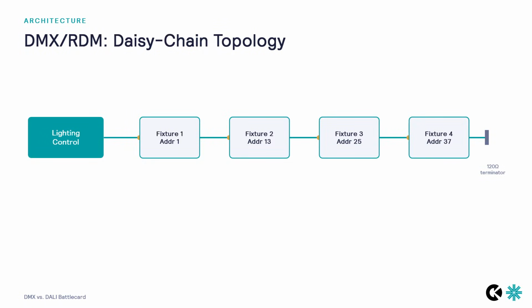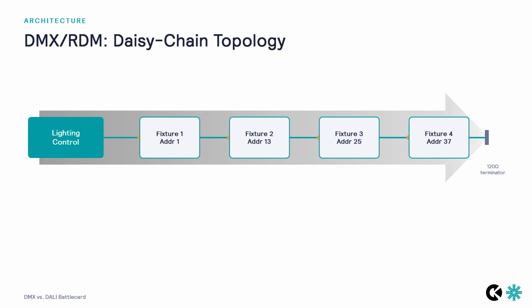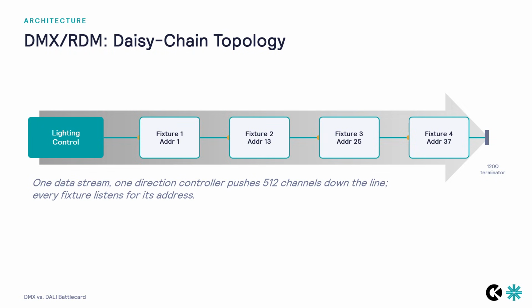This diagram illustrates a typical DMX architecture. Starting at the left, the lighting controller continuously transmits data down a daisy chain network. Every fixture receives the same data stream, but each fixture only responds to the channels assigned to its specific address. A single DMX universe supports up to 512 channels, with a maximum RS-485 run length of approximately 300 meters. Larger projects can be expanded through additional universes as control requirements grow.